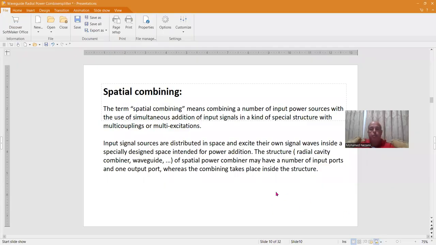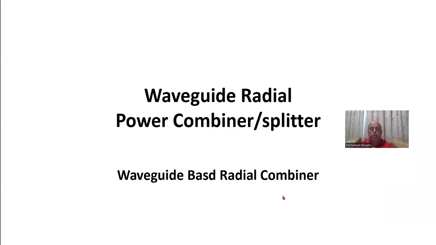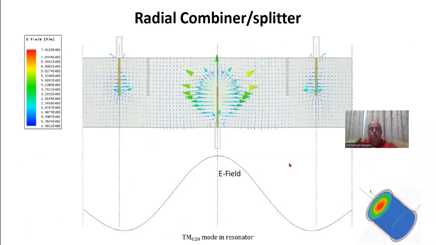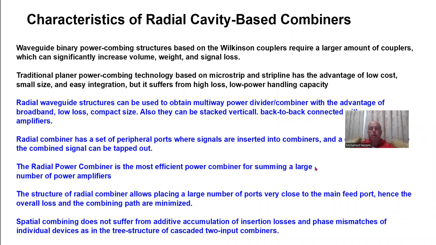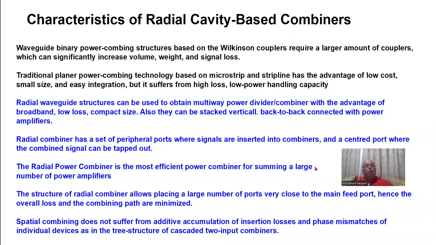So now, radial combiners, unlike waveguide binary power combining methods, which are based on Wilkinson couplers, require a large number of couplers if you do it that way, which can significantly increase volume, weight, and signal loss. That is, if you do it using classical power combining using waveguide that are based on Wilkinson couplers.